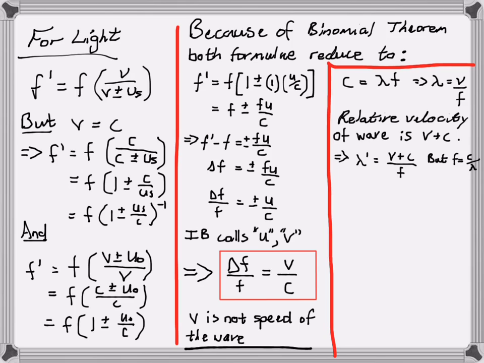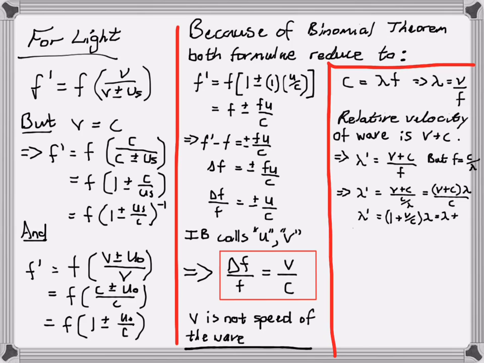But f equals c divided by lambda. That's just another rearrangement of this equation. So therefore lambda prime is equal to v plus c divided by c over lambda. And that comes out as v plus c times lambda over c. Now c over c here is going to give me 1, and v over c is just v over c. So I can rearrange this as lambda prime is equal to 1 plus v over c, all multiplied by lambda.